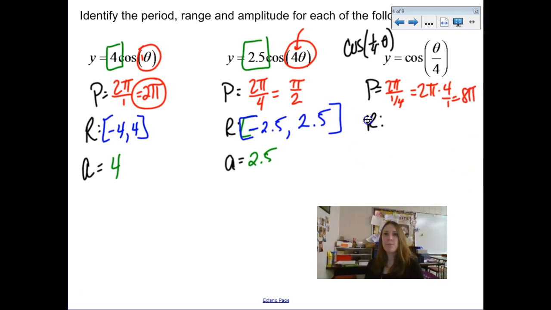And then the range and the amplitude, well, let's talk about amplitude first. There is a number in front here, guys. They just don't write it. There's a 1 right there. So that means my graph goes to positive and negative 1. So the range stretches from -1 to +1. Range still has to be least to greatest, just like always with all of our functions.